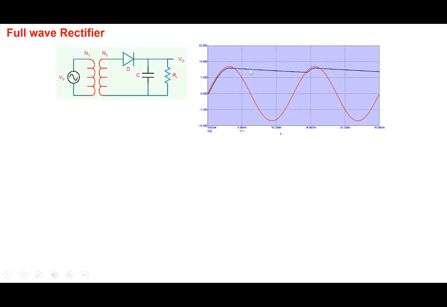So this is the input sinusoid and this is the output that we obtain. And we saw that there is a ripple in the output, and the magnitude of the ripple can be expressed as VR equal to VM divided by the frequency of the input sinusoid and RLC. Since VM is fixed by the application, frequency is fixed by the input, and RL may also be fixed by the application, the only choice that we are left with is the capacitor. To obtain a particular value of ripple voltage, we have to choose an appropriate value of capacitor. And to reduce the ripple to a very small value, we'll have to increase the capacitor to a very large value.